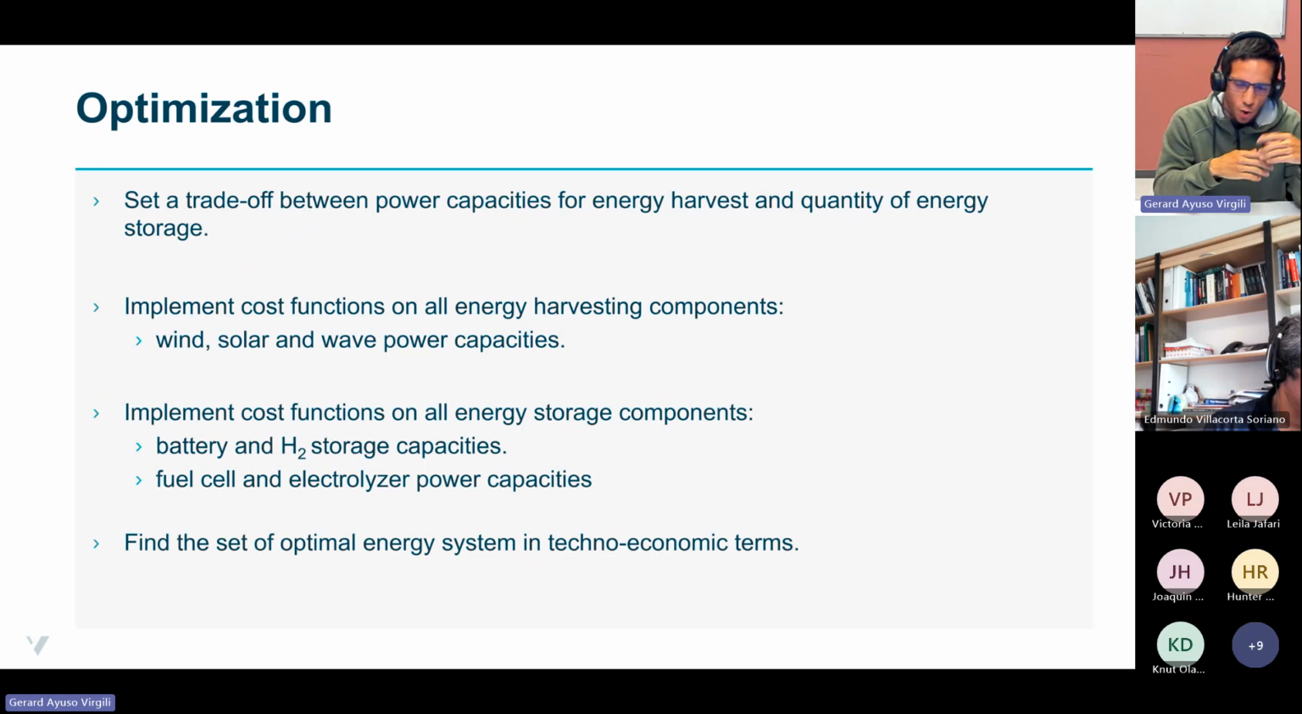Is it an oversized wind turbine with little storage, or would it be better to have a middle-sized wind turbine with more batteries or hydrogen? That's going to be the final goal of this project, to find out what's actually the optimal set of energy systems in techno-economical terms.